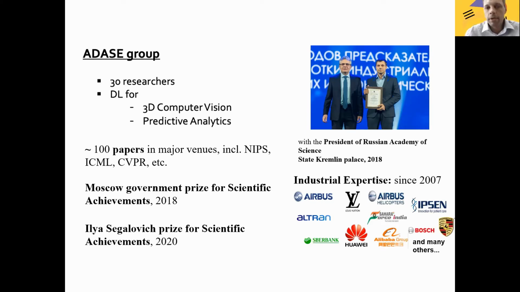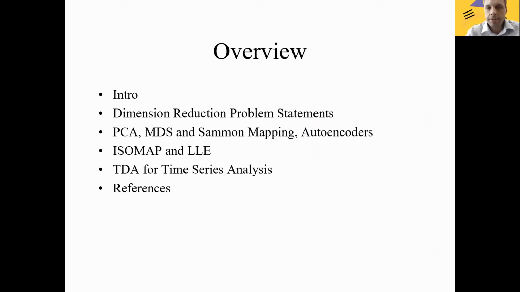And so let me now briefly discuss the topics we will cover in today's lecture. First of all, I'll discuss why manifold learning and dimension reduction are very important. Why do we need geometric modeling of multidimensional data? Then we'll discuss some problem statements of dimension reduction. I'll introduce standard methods of manifold learning and dimension reduction.